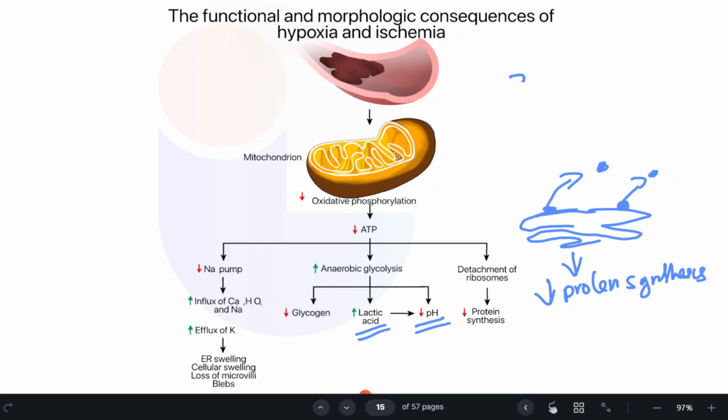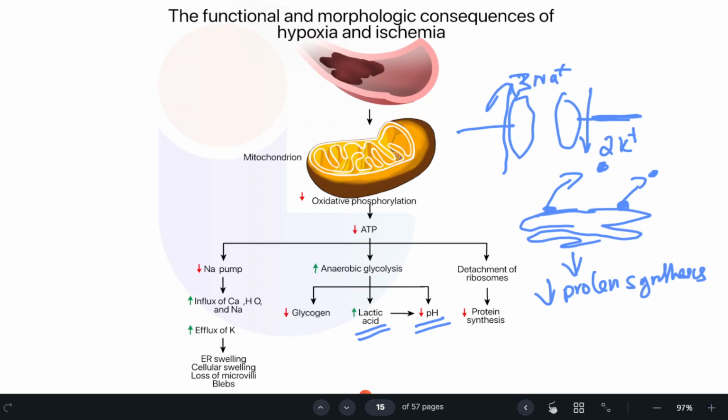Another problem is, we know that there is a pump called sodium potassium ATPase in the cell. This sodium potassium ATPase will pump 3 sodium out of the cell and take in 2 potassium. So when there is less oxidative phosphorylation and less ATP, the sodium potassium ATPase pump will fail. So the sodium will be retained inside the cell.